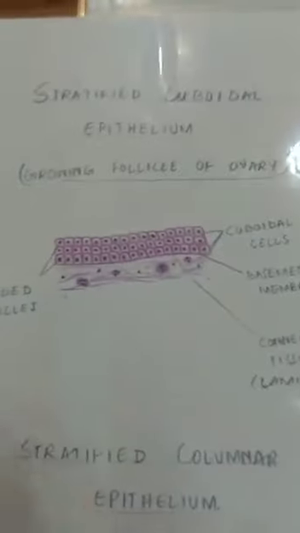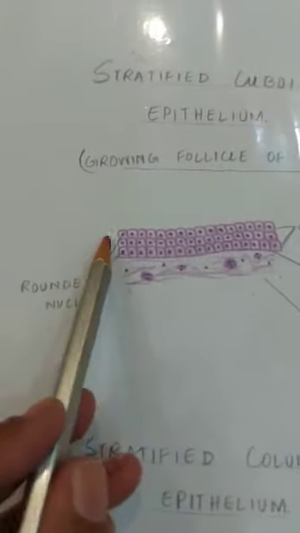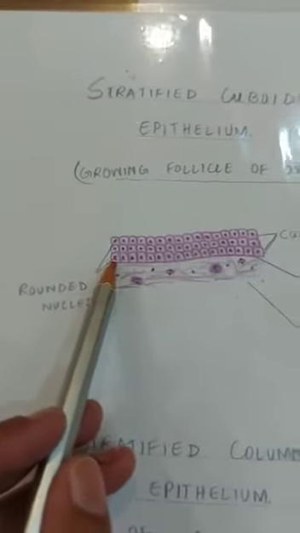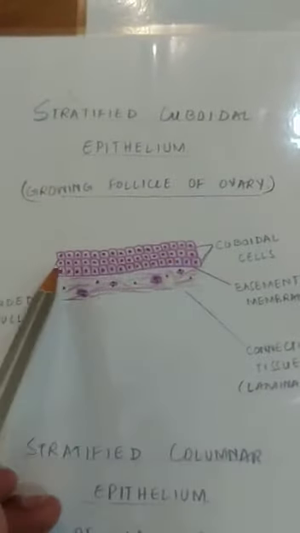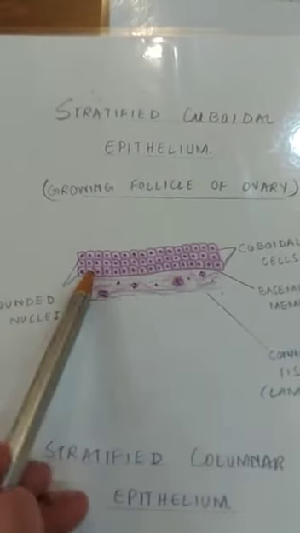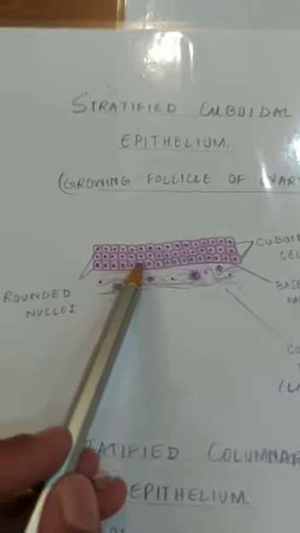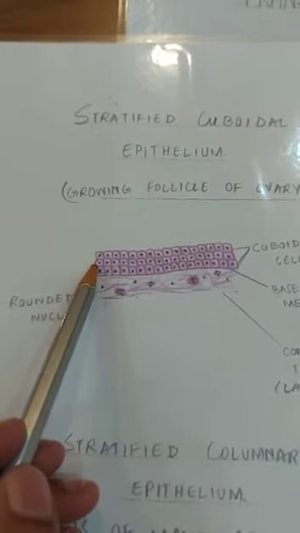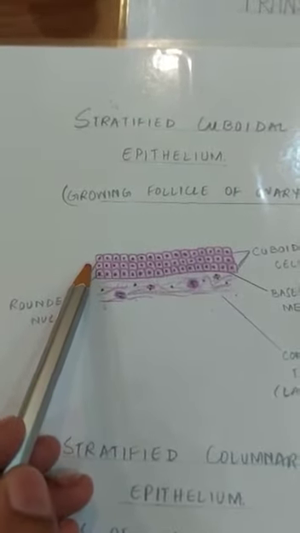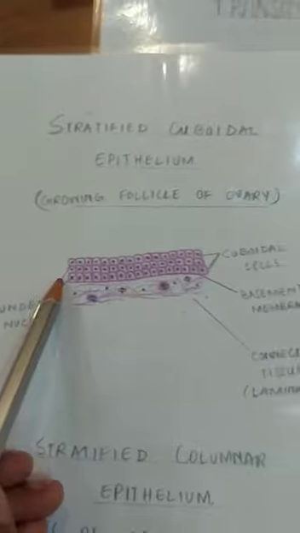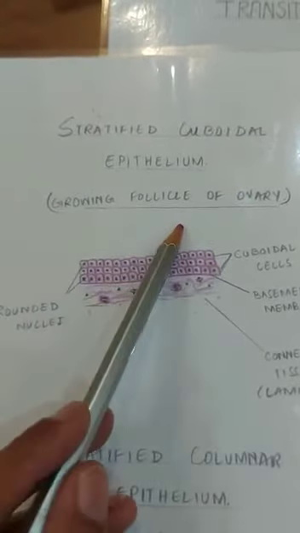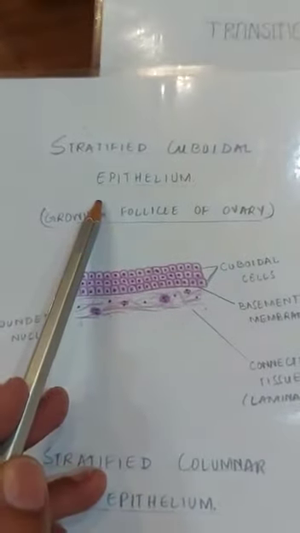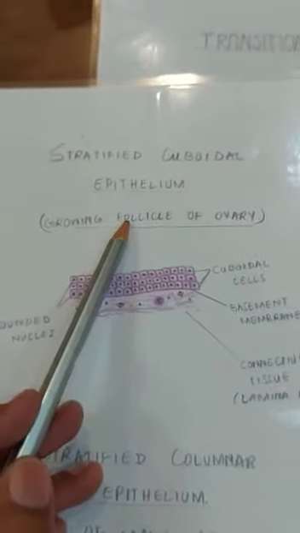Now we come on to the stratified cuboidal epithelium. We have 2 or 3 layers of the cuboidal cells. The cuboidal cells have central rounded nucleus, and the lowermost layer will lie on the basement membrane, and then we will draw 1 or 2 layers of the cuboidal cells on the basal layer. So the example is the growing follicle of ovary. Stratified cuboidal epithelium also lines the excretory ducts of the salivary glands and sweat glands.